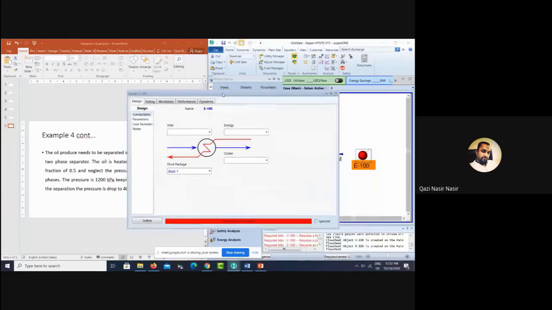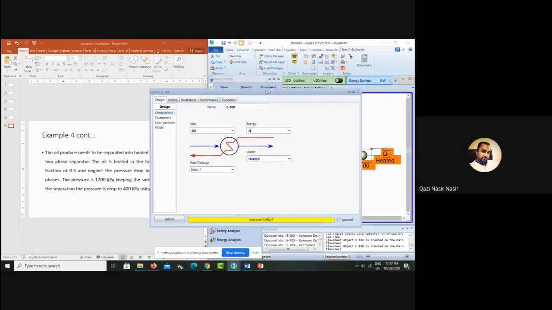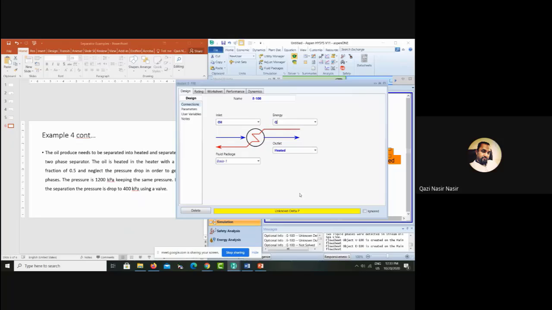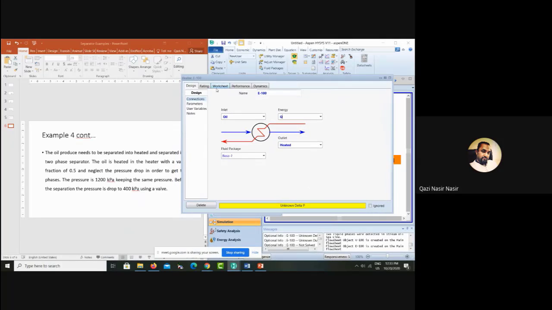Now the inlet, we already know, is the oil. I can call this one heated. The outlet information I don't have, so I can call this one heated oil, or just heated is also okay. Since it is a heater, we need an energy stream also. When you provide all this information, it asks what the delta P is. Since we have zero pressure drop here, we go to parameters and put zero pressure drop.